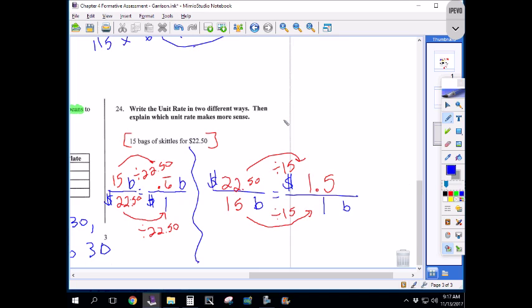You have got to understand, just like we talked about earlier, money goes to two places. You can't just stop here and say, yep, that's $1.5. There's no such thing as $1.5. It would be $1.50.